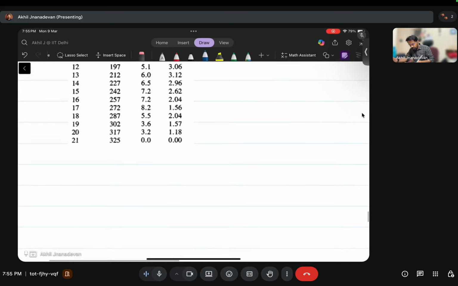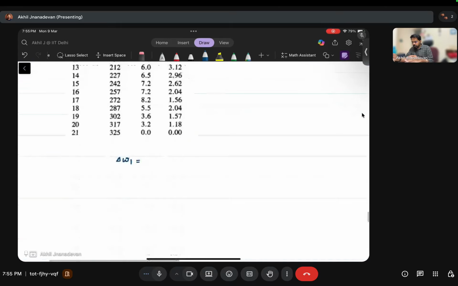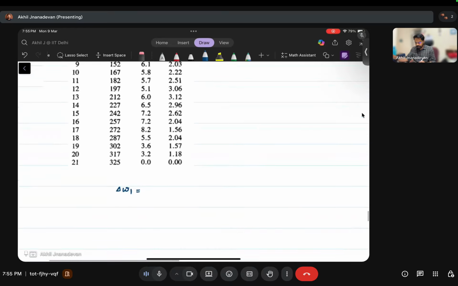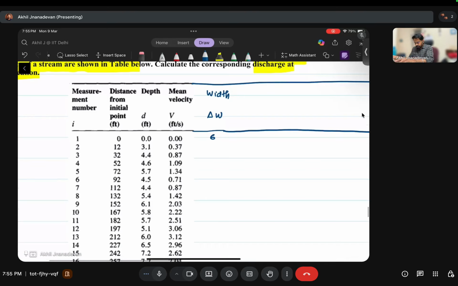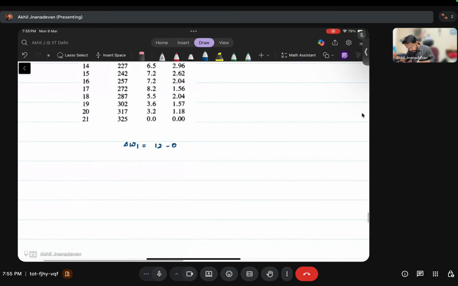So for delta W1, we'll be using this particular equation. For the first case, we will be using 12 minus 0 by 2. This is similar to what we already did in the previous question, right? That is 6 meter. So delta W2 also I'll be showing.